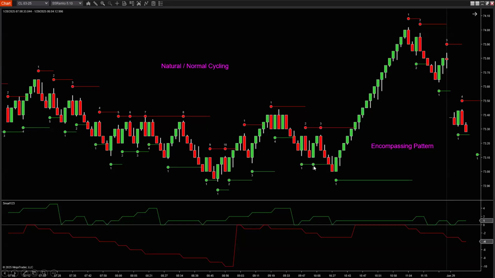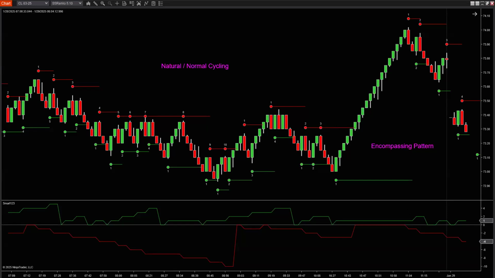What happens over here? Notice that we go both sides of these in one run of continuation bars, and that's the encompassing pattern that we're talking about. That happens about 5% of the time, given this construct for the pattern classification. About 5% of the time.